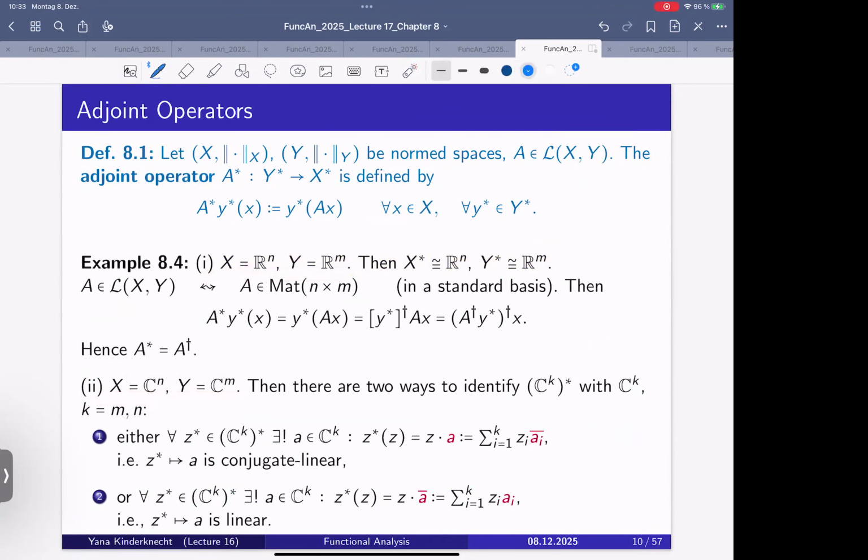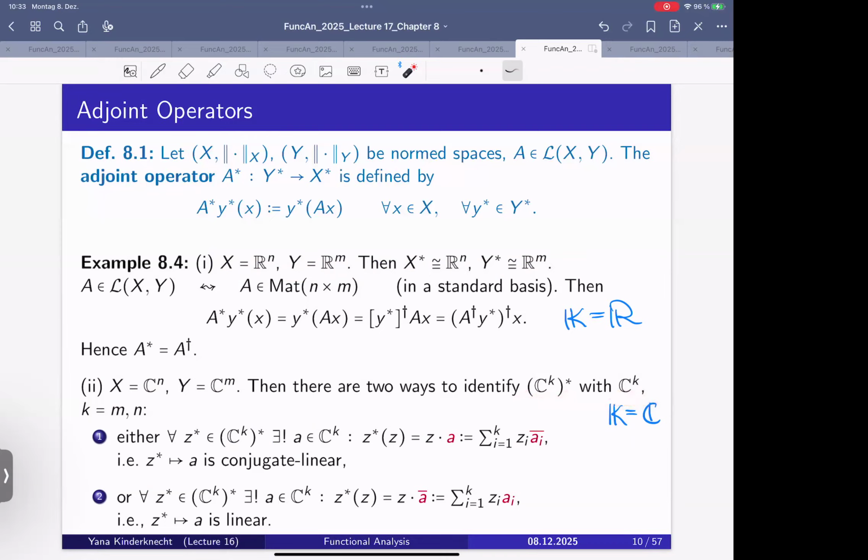That is, in this case we had a field of scalars R, and in this case we have the same, but the field of scalars is C. And in this situation, there are two different ways how we identify. So what is the topological dual to CK, K equal to N or M? So of course it is CK. So the algebraical dual to CK is CK. But the question is how we identify this space with this space.